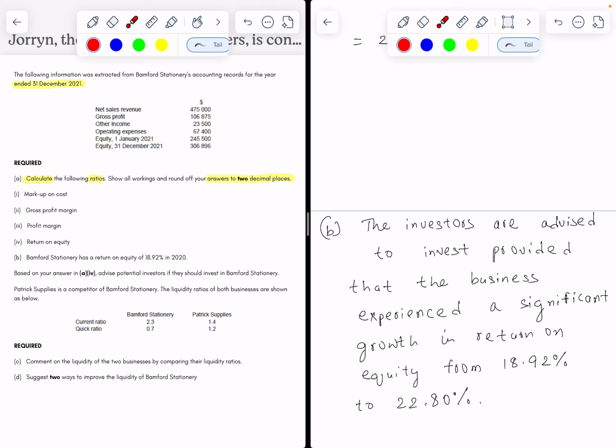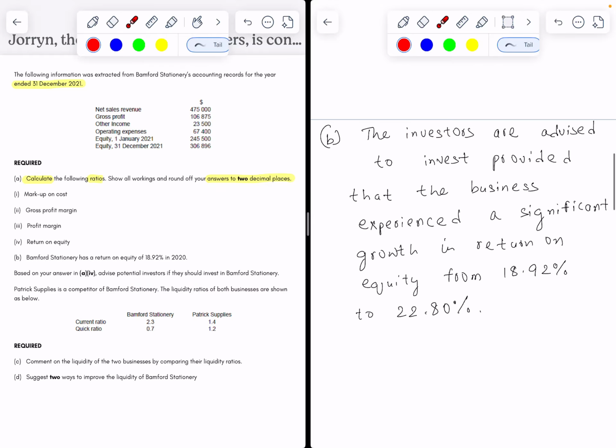Bamford Stationery has a return on equity of 18.92% in 2020, which is the previous financial year. Based on your answer in part A, which is the return on equity, specifically, advise potential investors if they should invest in Bamford Stationery. Now, the potential investors are obviously going to be happy given that Bamford Stationery has experienced a significant growth in the return on equity, increasing from 18.92% to 22.80%.